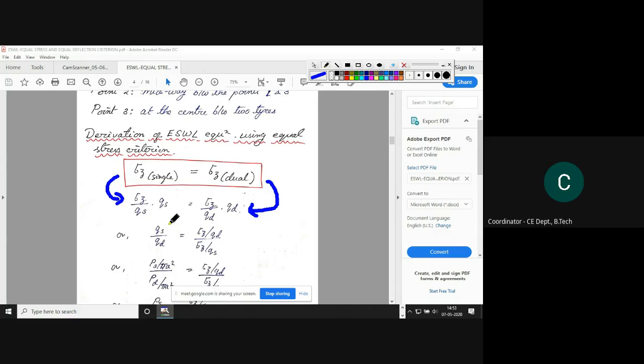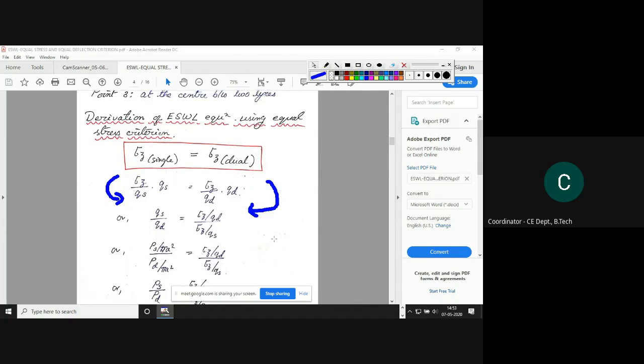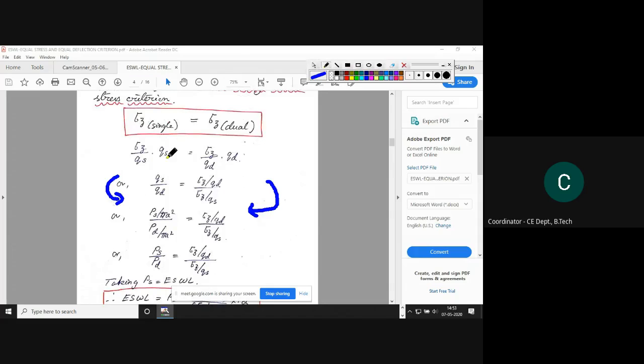Now see here. What we will do? After simplification, we are getting this one. Now from here, we are getting QS by QD. We are converting this here, putting it there, and we are taking this side. So QS by QD is sigma Z by QD over sigma Z by QS.